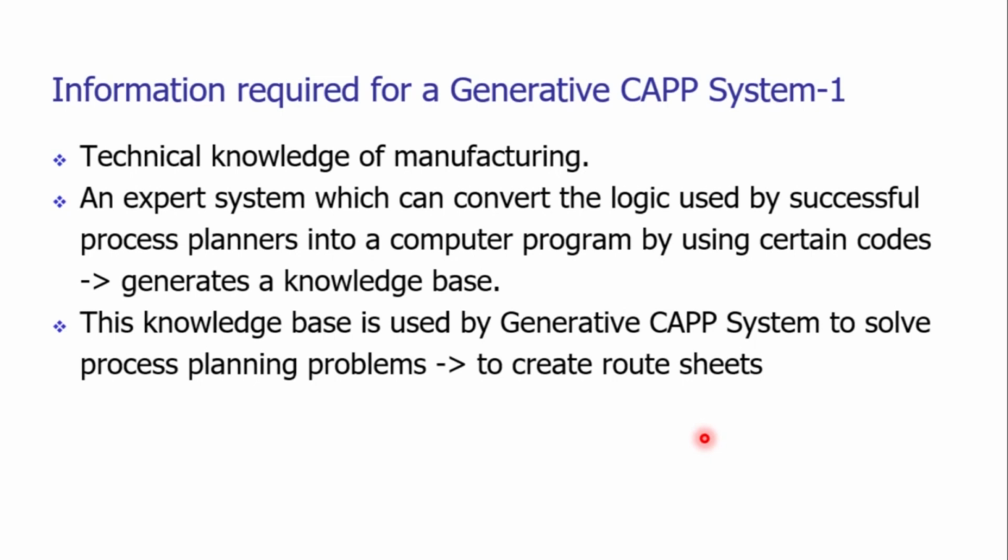The computer systems are trained by the software or the programs, and the programs are nothing but a set of rules. The set of rules is based upon the experience or knowledge gained by the experienced people on the shop floor. So we need an expert system which will convert the logic used by successful process planners into computer programs, and based on those codes, based on those rules, we have to generate a new process plan.